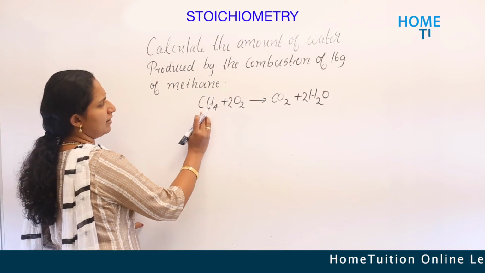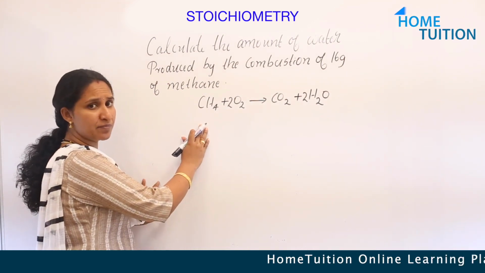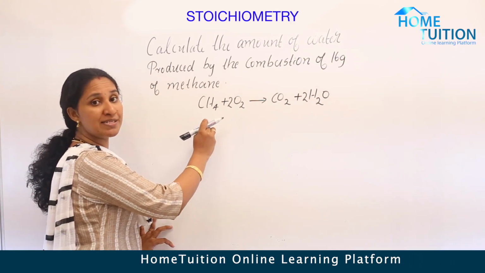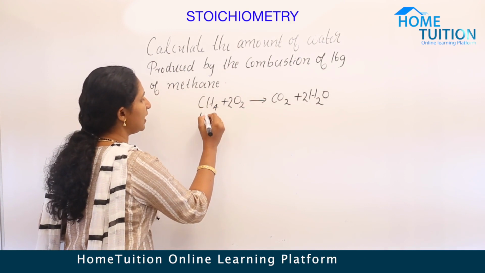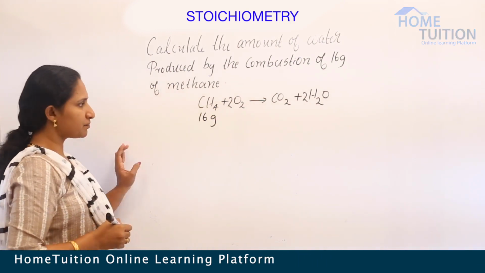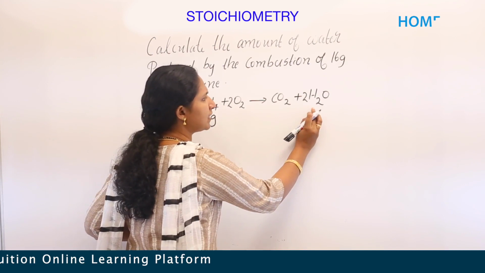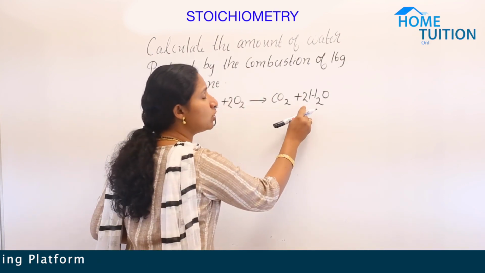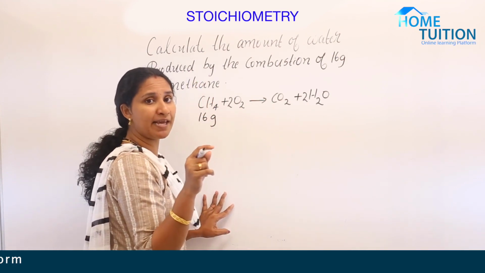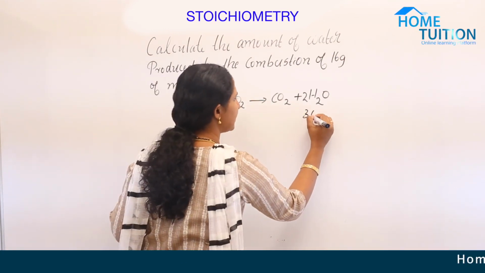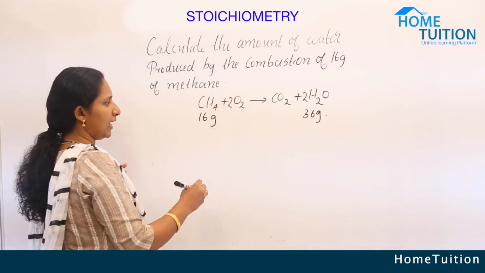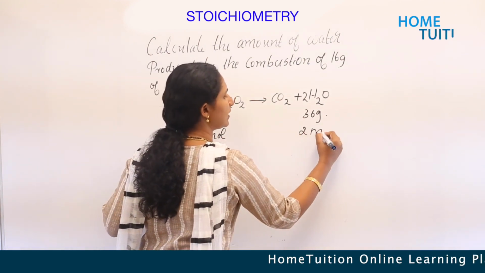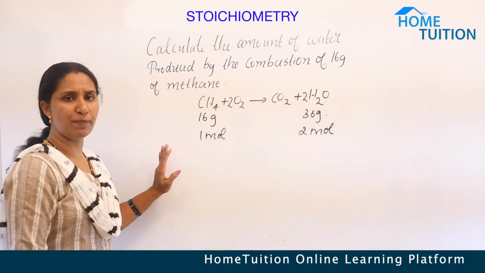Now what's the mass of methane here? CH4: carbon 12 plus 4 hydrogen, so 12 plus 4, 16 gram. And what's the mass of water here? H2O, 1 mole of water means 18 gram. Here 2 water molecules are there, so 18 plus 18, 36 gram. Or we can say 1 mole methane produces 2 mole water as per the stoichiometric equation.